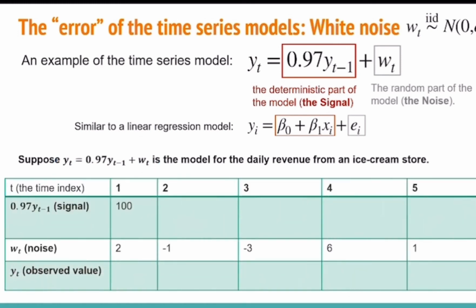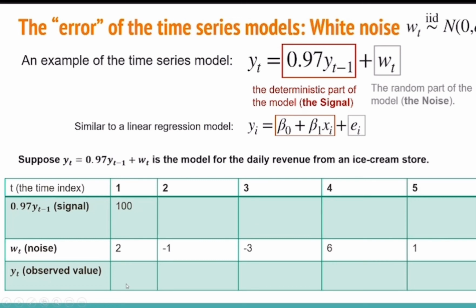Like I said, the signal part may be 100, the noise may be 2. Of course, the observed part, which is the current value, is going to be 102 when you add that up. You get what I mean.